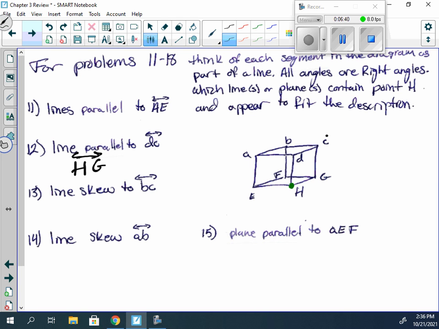Let's look at 13. Skew. DH. Skew means that the lines will not intersect and are not in the same plane. They're not contained within the same plane. Because AD is contained in the same plane as BC. Now, there's actually another one. We could say HG, because HG is not contained within the plane of BC. And do those two lines intersect? No. So they would also be skew.